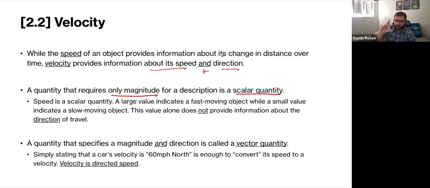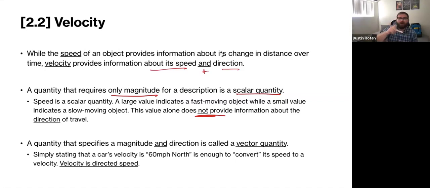And of course, just that value, a big value indicates a fast moving object when it comes to speed. A small value indicates a slow moving object. This does not provide direction. I could say, oh, I'm driving at 2 miles per hour, but I could literally be doing that in reverse. I could be doing that going forward. I've not given you enough information.